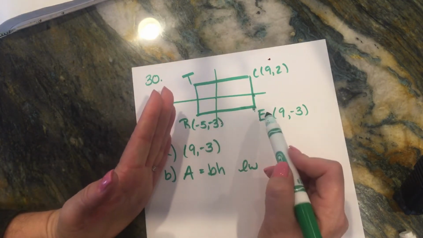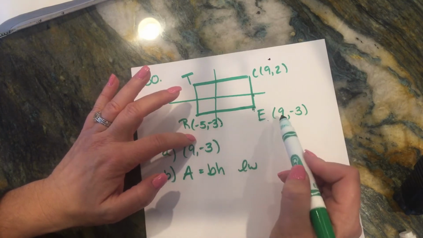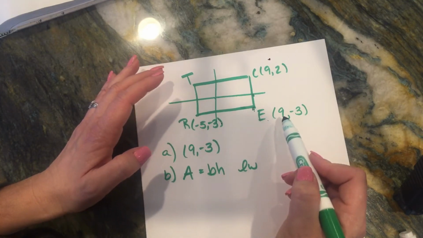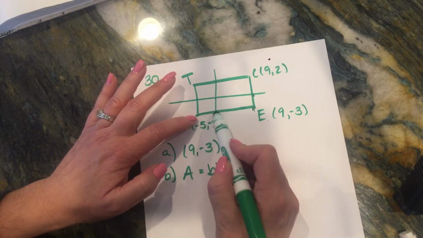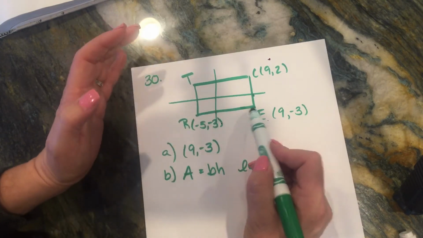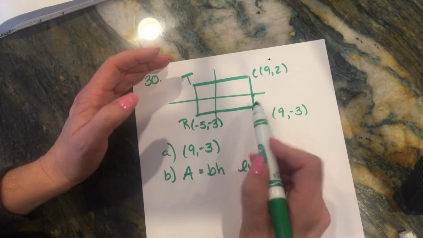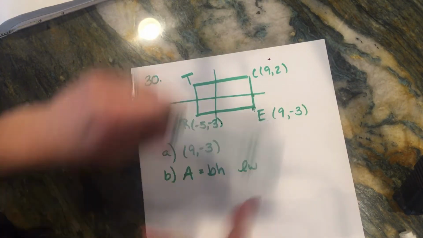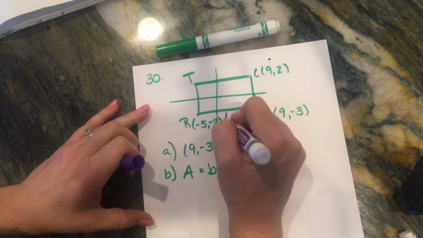So we can just take a look at our x coordinates. We're going from -5 to 9. So that would give us 5 units here plus 9 more units. So that's a total of 14 units. I'm going to do that in a different color. This is a total of 14 units on this side.